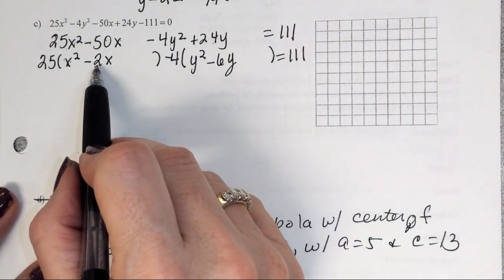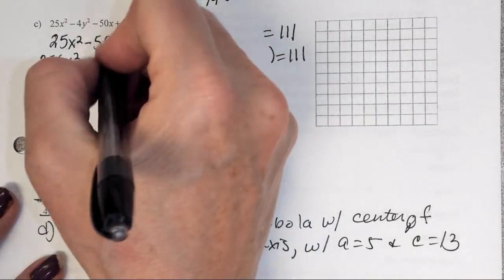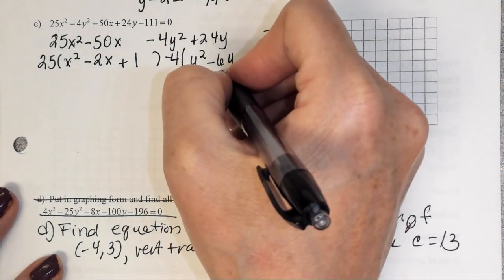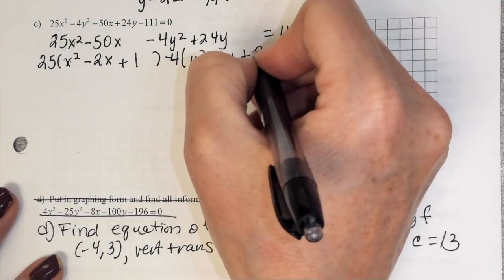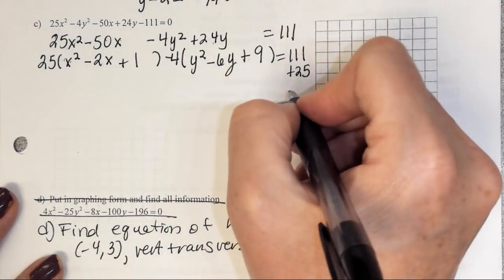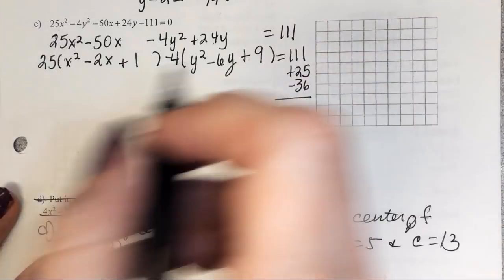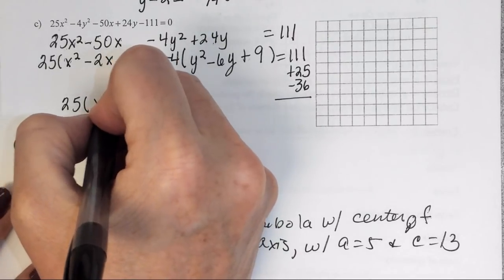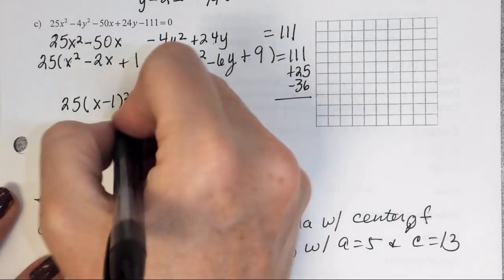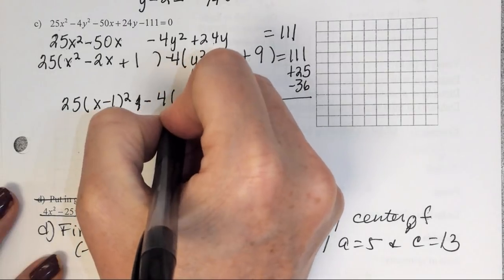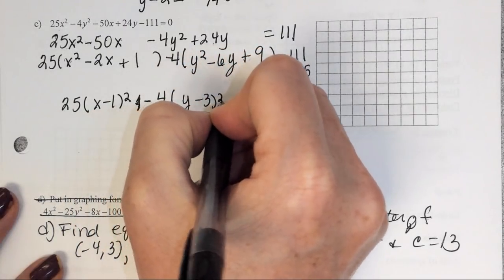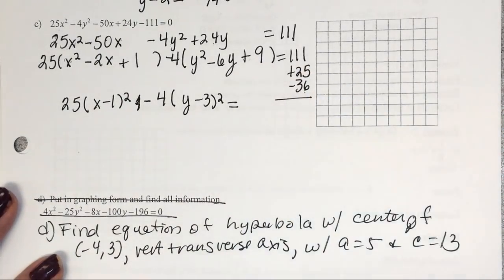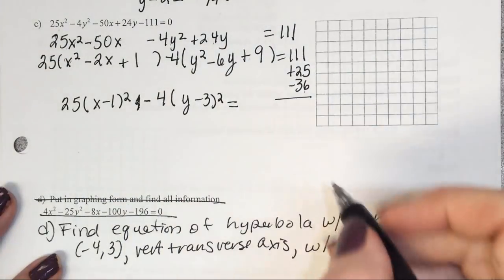So now I have to take half of this and square it. So what is that? 1. I really added on 25, though. Half of 6 is 3, squared is 9. But we really did what? Minus 36. So this is going to be 25 times x minus 1 squared minus 4 times y minus 3 squared equals, this is 136 minus 36, so that's going to just be what? 100.